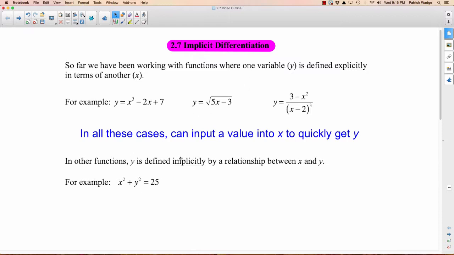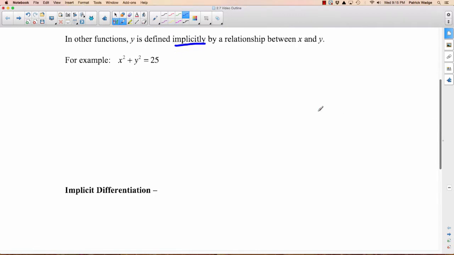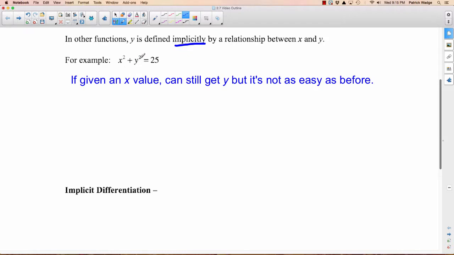In other functions, y is defined implicitly by a relationship between x and y. So for example, x squared plus y squared equals 25. We haven't isolated the y here. Now you might be saying, well, I could isolate the y here. All right, let's do that. Let's isolate y. So we're going to move the x squared over. We're going to have y squared equals 25 minus x squared. And then we're going to take the square root of both sides. But remember, when we're solving equations like this, you're going to have to put plus minus the square root of 25 minus x squared. And you actually could differentiate this.